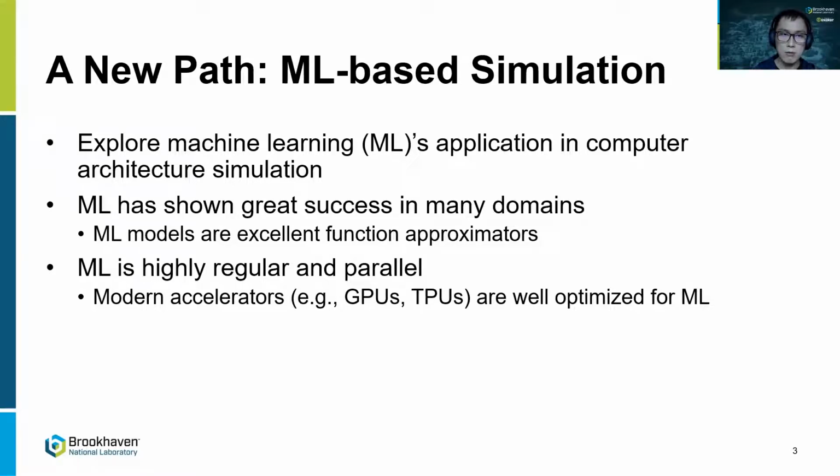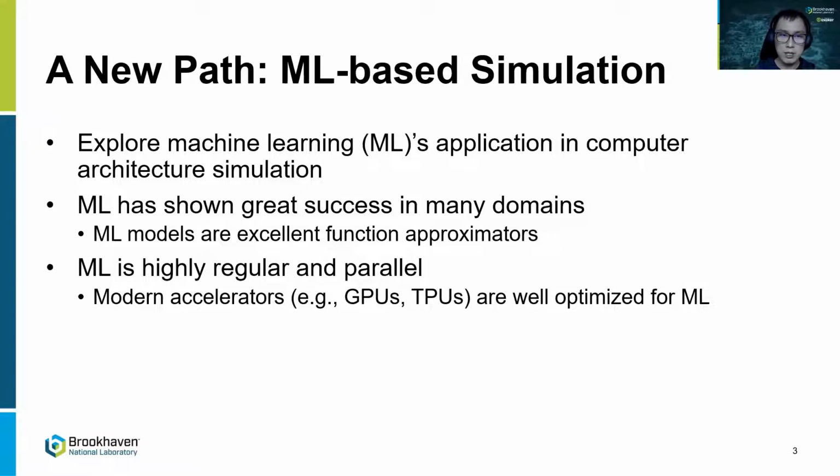In this paper, we explore a new path, which is to use machine learning for computer architecture simulation. Machine learning has shown great success in many domains, essentially because machine learning models are excellent function approximators. For example, in the natural language processing domain, machine learning models are used to map between words and their semantic meanings.